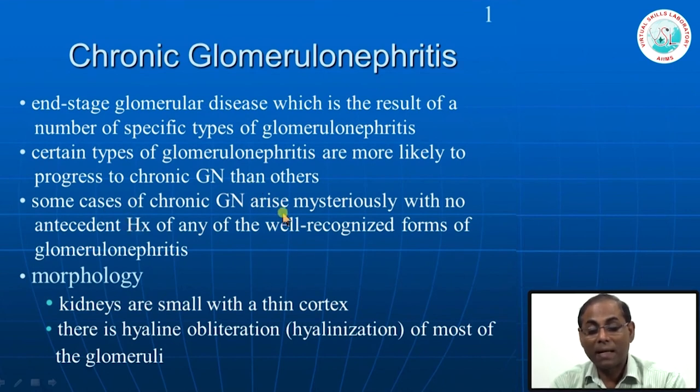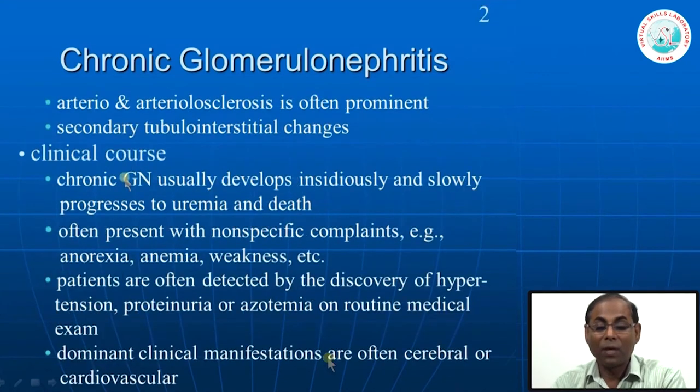In some cases chronic glomerulonephritis arises mysteriously without any antecedent history. The patient may be subclinical, so did not come to the hospital, and came when most of the glomeruli are sclerosed. So, morphologically kidneys are small with a thin cortex, a chronic contracted kidney, which when we examine by ultrasound is also an indication that the person is suffering from chronic kidney disease. It may be chronic glomerulonephritis or chronic pyelonephritis, or chronic interstitial nephritis, which leads to end stage renal disease. And there is hyaline obliteration of most of the glomeruli. So, the arteriosclerosis is often prominent, and secondary tubular interstitial changes are there.